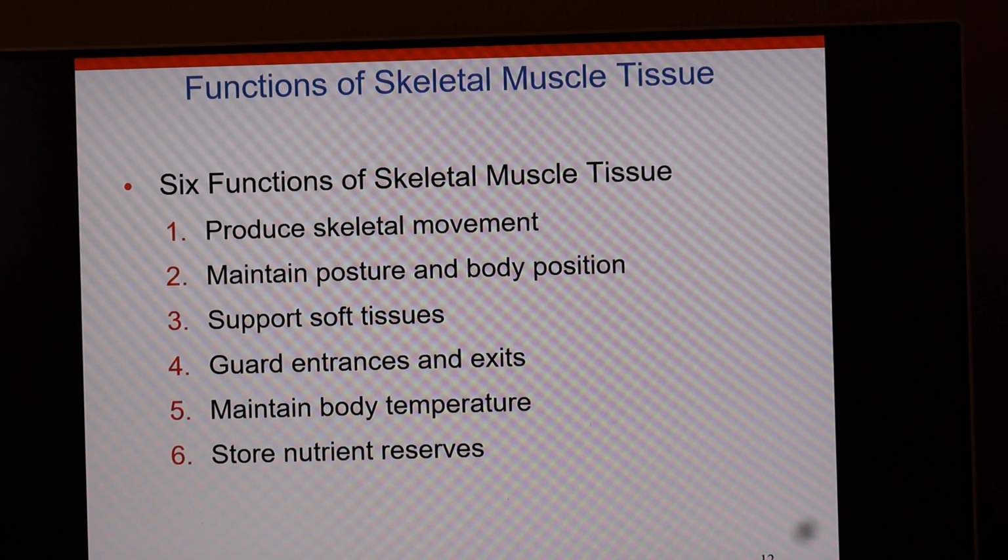What is the function of the skeletal muscle? They produce skeletal movement, of course, of our lower limb and upper limb, help maintain posture and body position, support the soft tissues, guard entrance and exits, maintain body temperature mainly when they contract, and store nutrients as well.